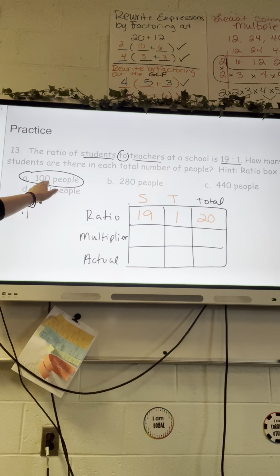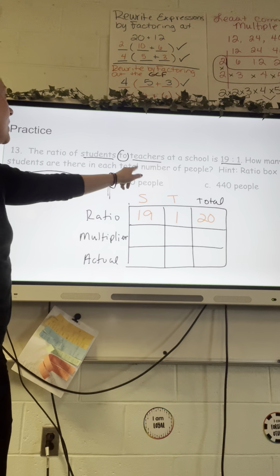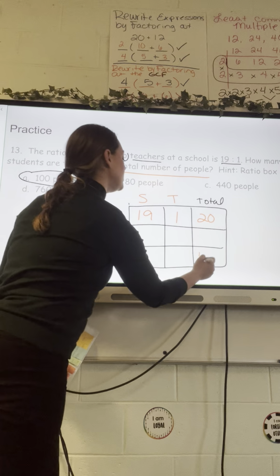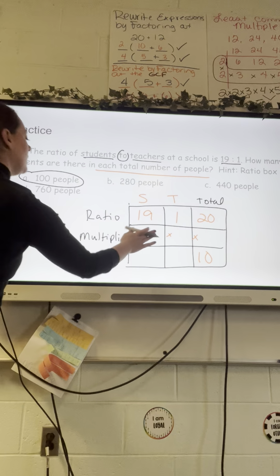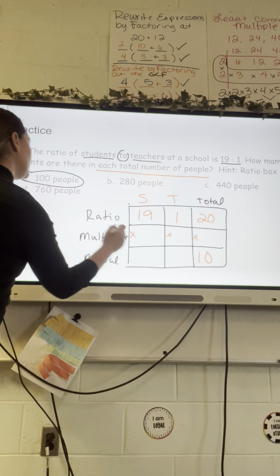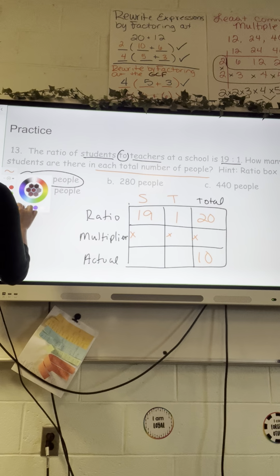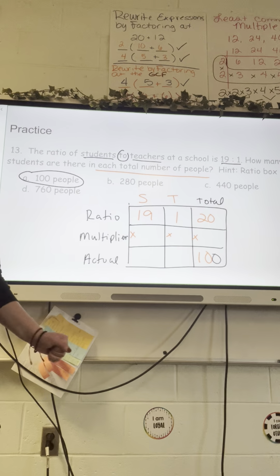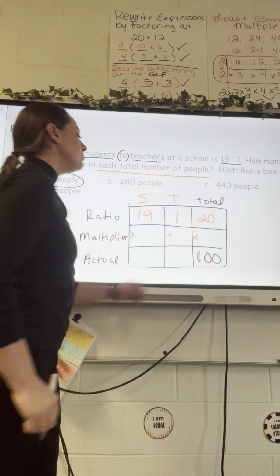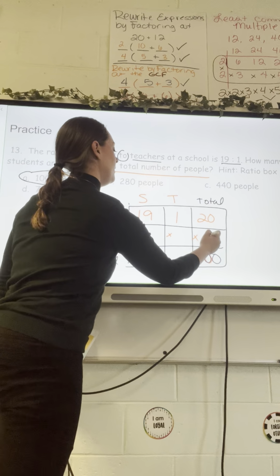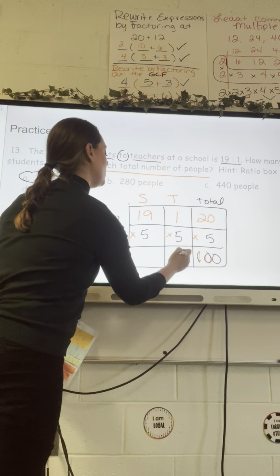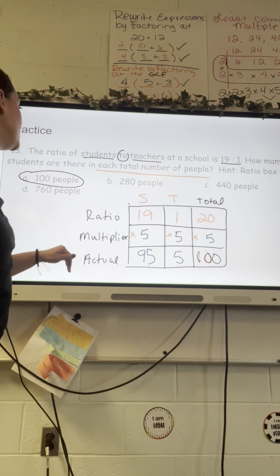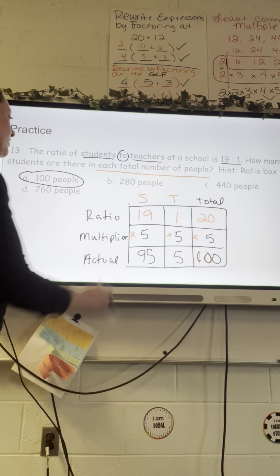I'm working with 100 here, right? So my 100 total number of people. These represent total numbers of people. My 100 goes here. Oops, I forgot my times signs. Oh God, that's not cute. All right, so my total number of people is 100, not 10. I'm really winning today. So 20 times what equals 100? 5. And then you go 5 all the way across. 1 times 5 is 5. 19 times 5 is 95. So how many students would there be if there were 100 people? 95.